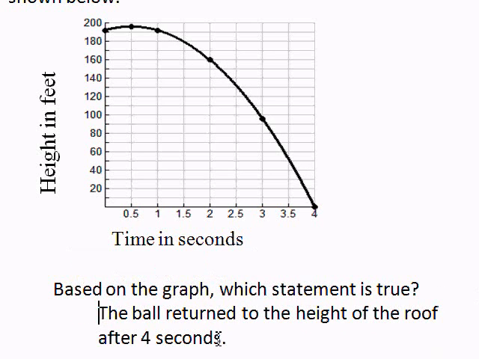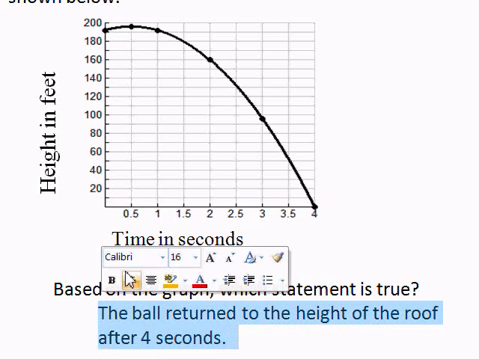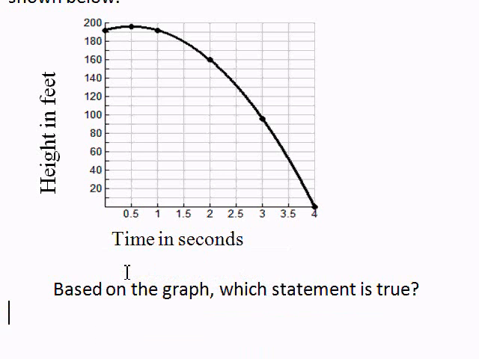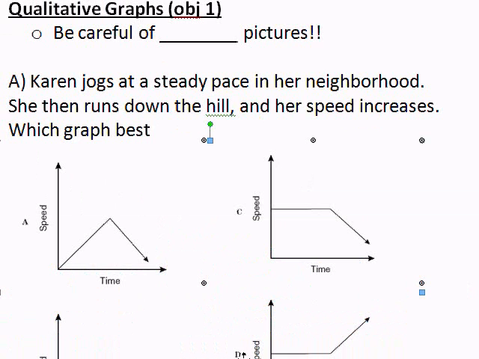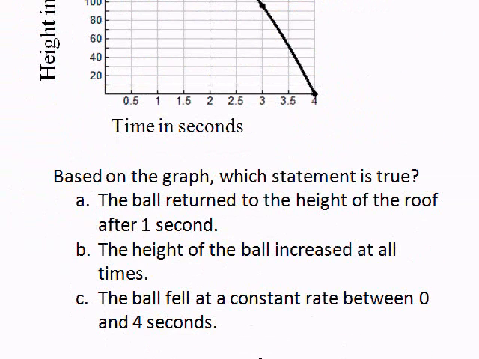And the last one, the ball returned to the height of the roof after 4 seconds. Well, after 4 seconds, the ball is at 0 feet high, and the ball started on top of a roof 190 feet high, so that one wouldn't work either, which means our correct answer was our original one, which was A. The ball returned to the height of the roof after 1 second.